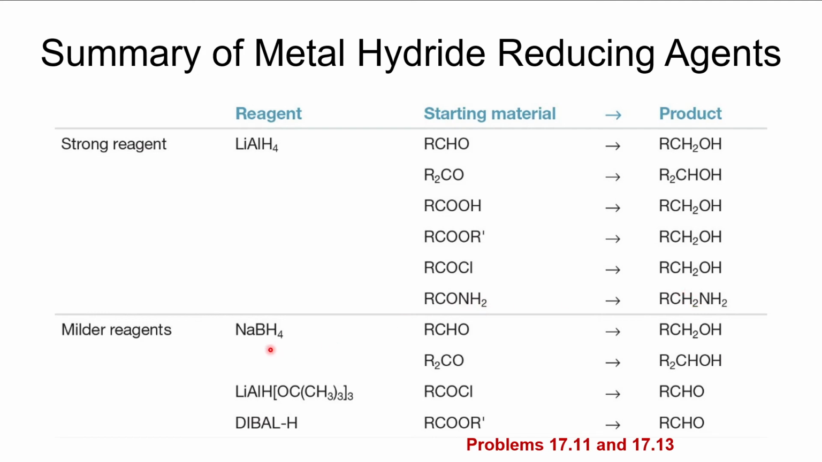Sodium borohydride is a milder reducing agent. You can really only use it on aldehydes and ketones and reducing them to alcohols. But if you have these and you're trying to reduce them, sodium borohydride is the better choice.